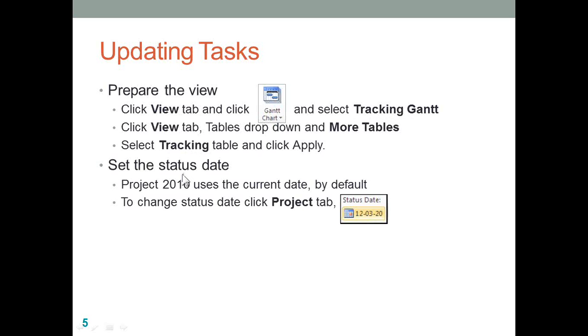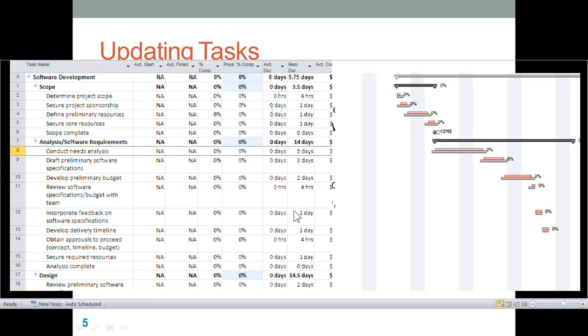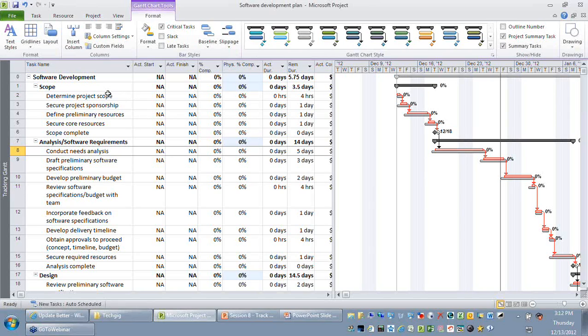So the second step is we need to have the status date set using the project tab. And the third point which I wanted to mention is, remember on the third or the fourth session of the series, I was mentioning about what we call as task type.